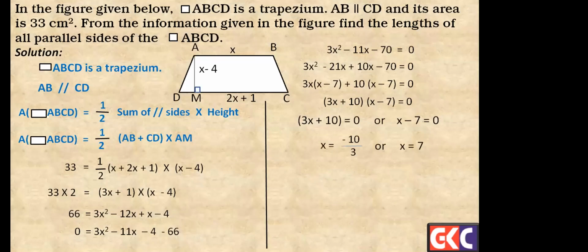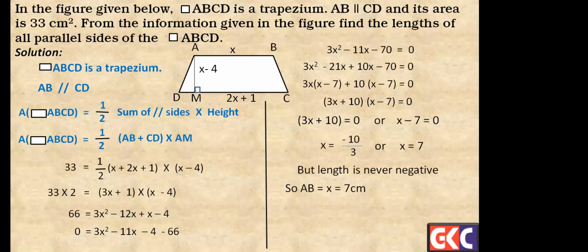Side. Now can side be negative? Side negative हो सकता है क्या? कभी नहीं हो सकता. Length is never negative. So x equal to minus 10 upon 3 is not valid. We can simply say x, that is AB, equals 7 centimeter. Is that thing clear? Okay.